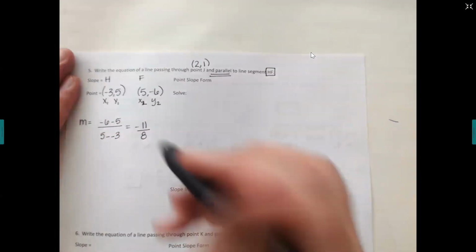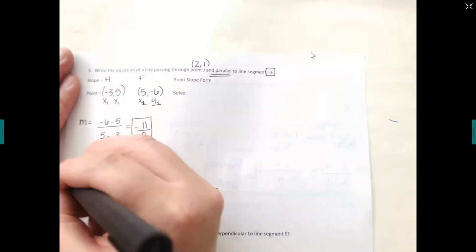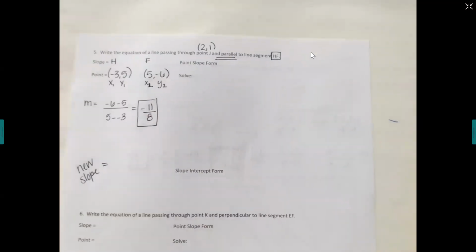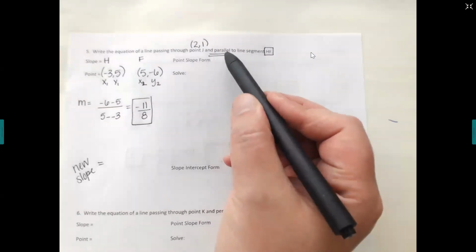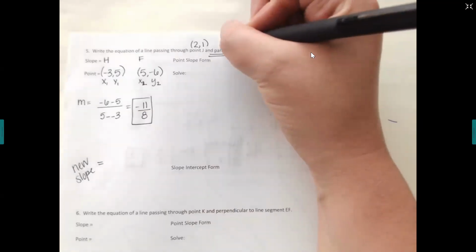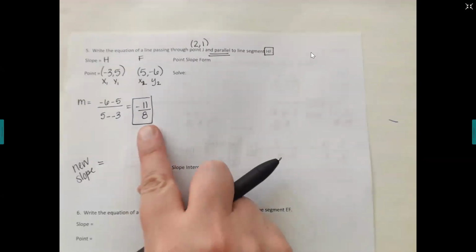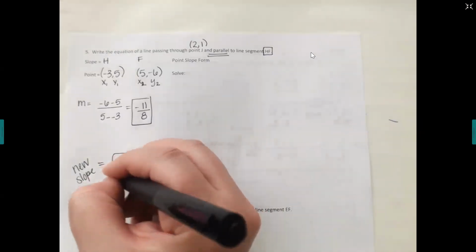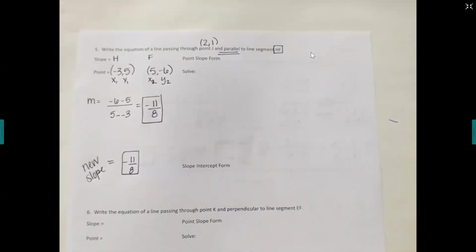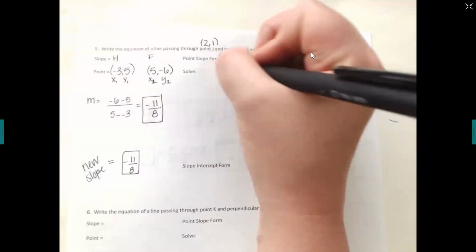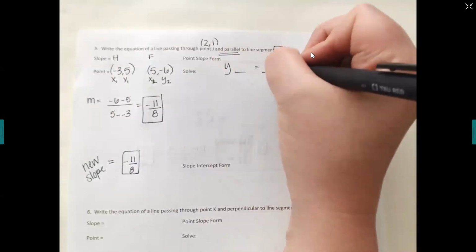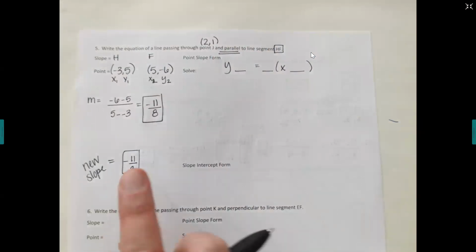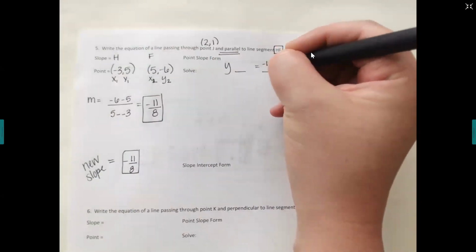Now, in this case, I want my new line or my new slope to be parallel to the slope I just found. And so you should remember that perpendiculars flip. Parallel means that you're going to keep it the same. So if it's a -11 over 8 up here, it's going to be a -11 over 8 here. Now we're ready to put our equation in point slope form. Y blank equals blank x blank. From there, my slope goes in the center spot, which is -11/8.